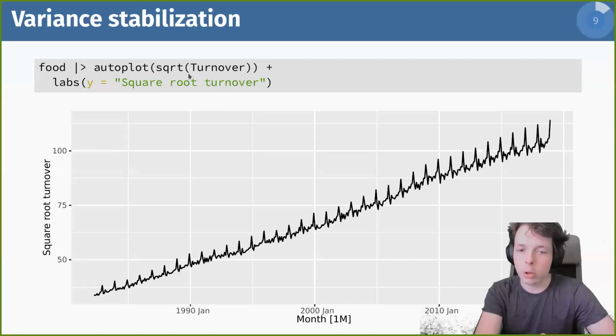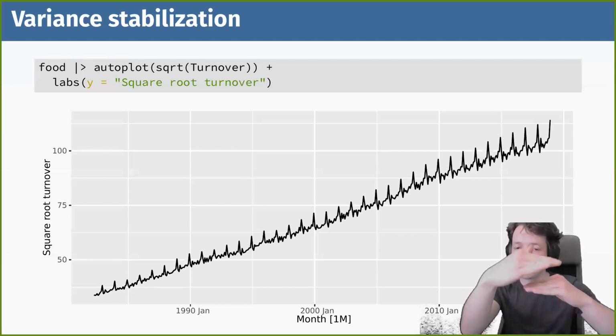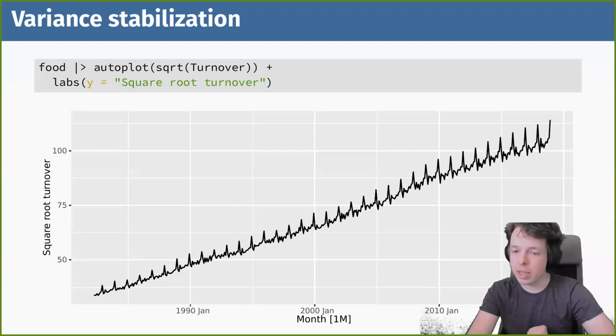If instead of plotting turnover, I calculate the square root of turnover, you can see I make some progress. Now the smaller values down here are a little bit bigger, and for the big values of turnover, the variation has become smaller. So I'll go between them again.